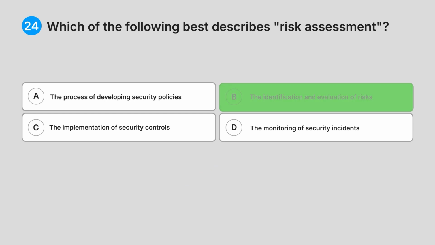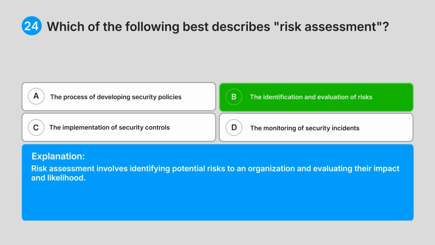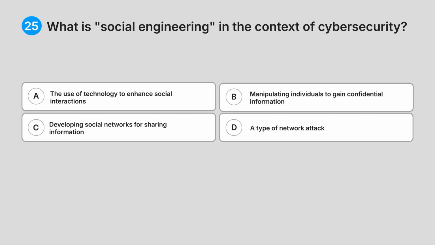Correct answer: B. The identification and evaluation of risks. Explanation: Risk assessment involves identifying potential risks to an organization and evaluating their impact and likelihood. 25. What is social engineering in the context of cybersecurity?